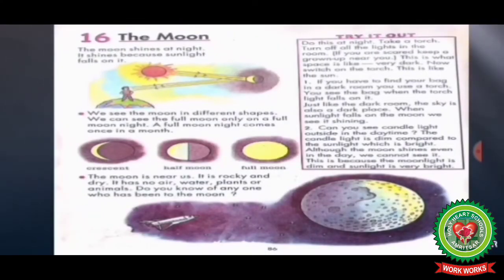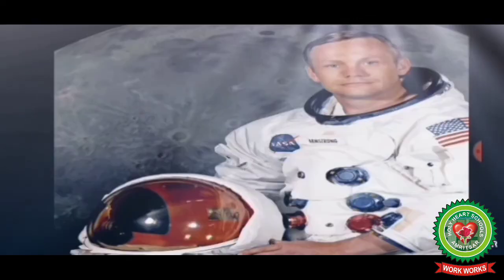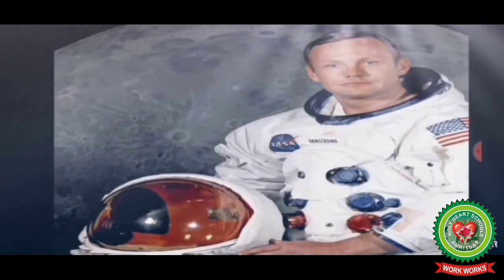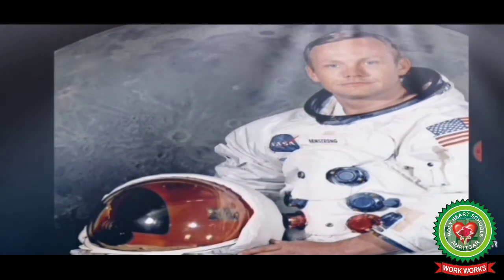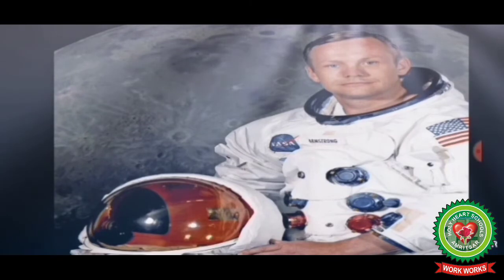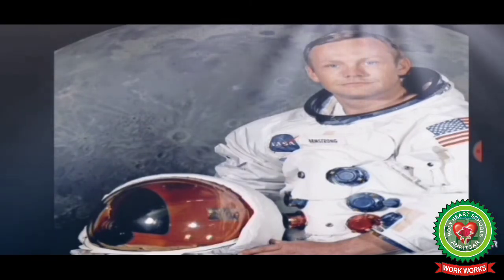Life on moon is not possible as it has no air, water, plants or animals. Students, do you know of anyone who has been to moon? Yes, there are many persons who have been to moon. Neil Armstrong is one of them, and the people who step on moon are known as astronauts. So Neil Armstrong is an astronaut.